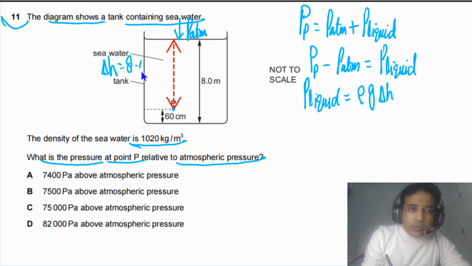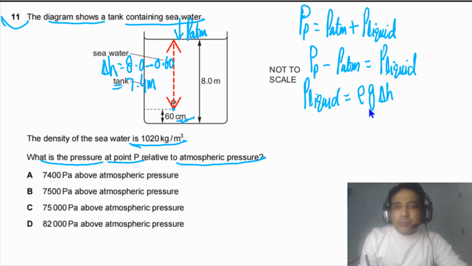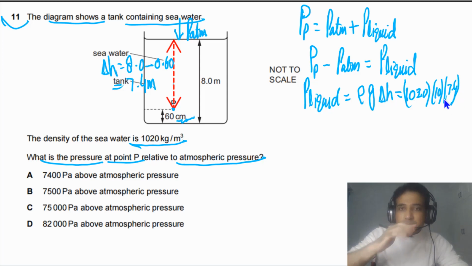So we can find delta h. Delta h is equal to 8.0 minus this height above the bottom of the container, that is equal to 0.60 meters, because this is given in centimeters. If we solve this one, we will get 7.4 meters. Now simply we need to plug in values. In this case, we have density of liquid equal to 1020, the value of g is equal to 10, and the height is equal to 7.4, meaning the depth is equal to 7.4.